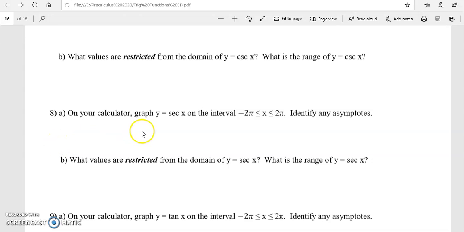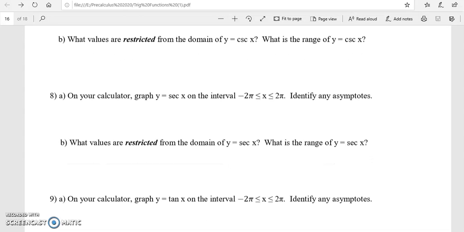Next thing we'll look at is to go on and graph the y equals secant of x, which remember is the reciprocal of cosine of x. So put y1 equals 1 divided by cosine of x. Number 9 is graphing the tangent of x. And tangent of x is not a reciprocal trig function, but it has asymptotes. So that's why I put it on here.